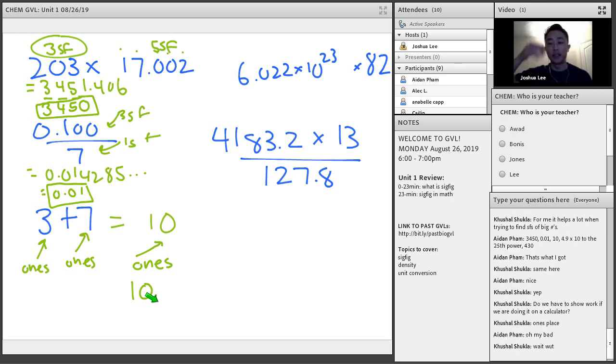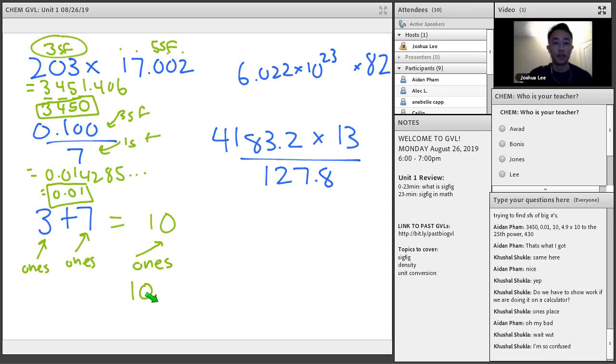Because remember, so we did the vertical line, if that helps. 3 plus 7, right? It's normally just 10. But my sig figs end in the ones place. That means I need to make the rest of these significant. So that means I have to include that decimal there.